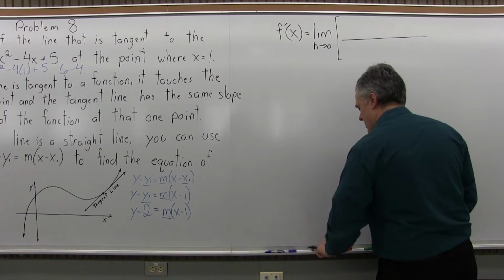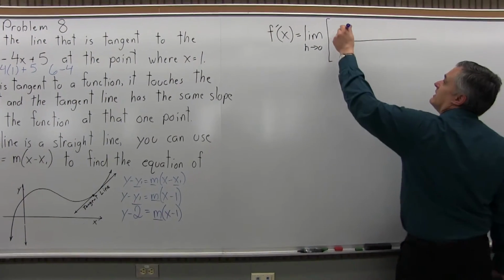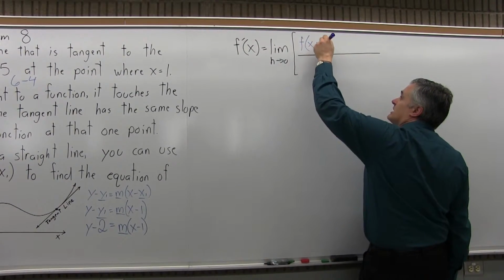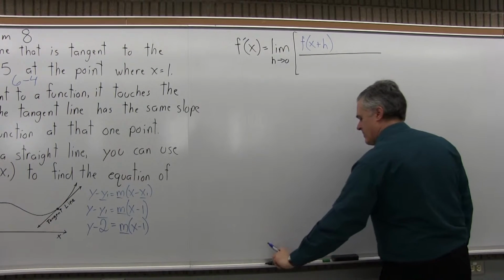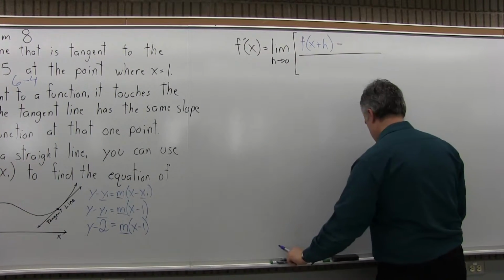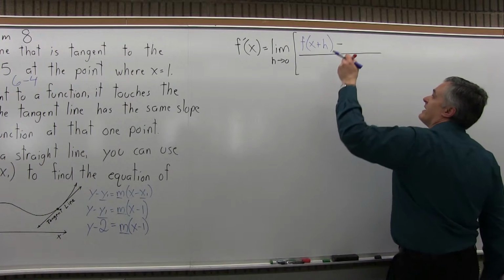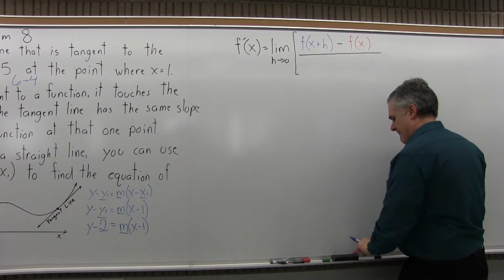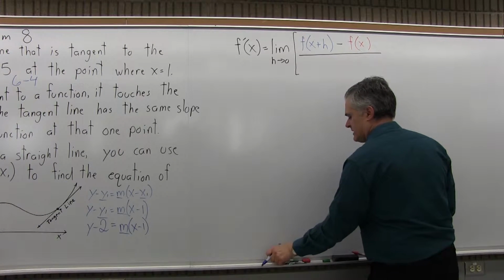And like I've done in previous problems, let me write it in the different colors that I usually use. So f of x plus h, I typically put that in blue. Then I have minus. Then I'm going to have f of x. And in the denominator, just an h.